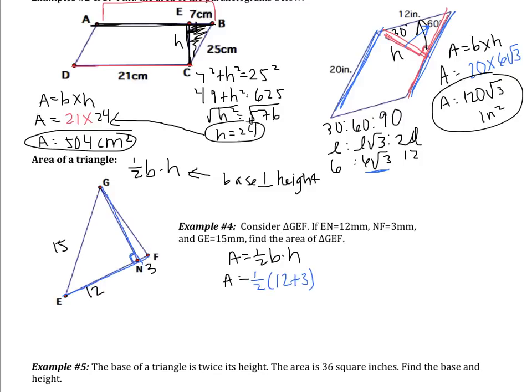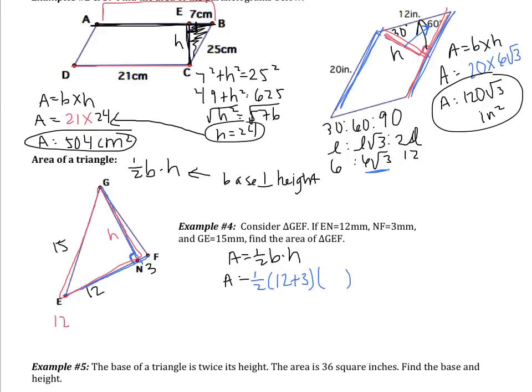So my base in this case is 12, add 3. That's going to be the entire base. And then I still have to find the height. So this would be my height right here. Now what I'm going to notice is that I have a right triangle right here. So that GEN is a right triangle. So I can do Pythagorean theorem to find the height.